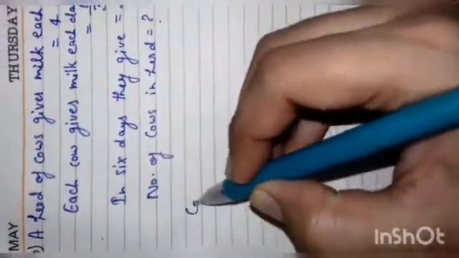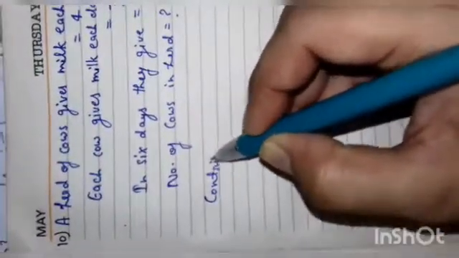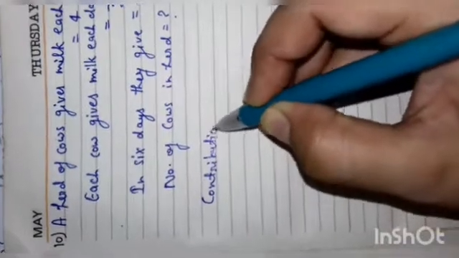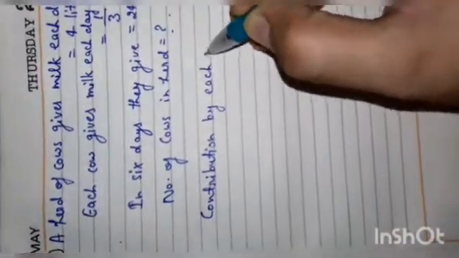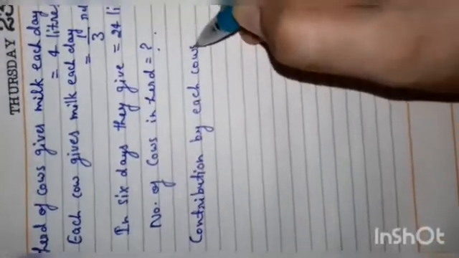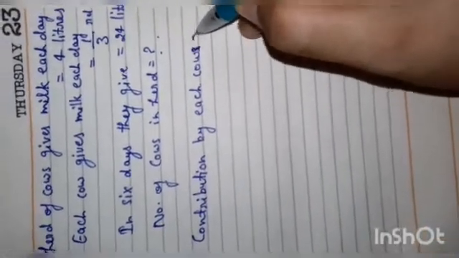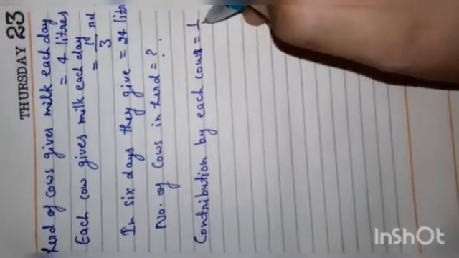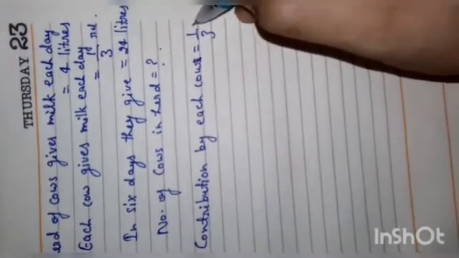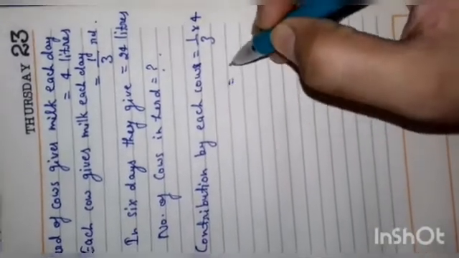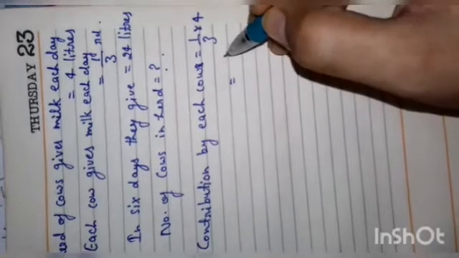So contribution by each cow is equal to 1/3 of 4. Okay, that is 4/3.